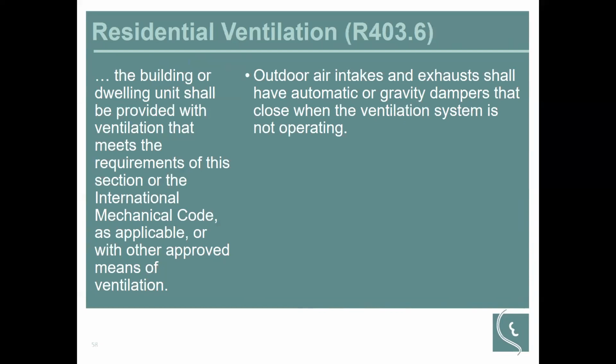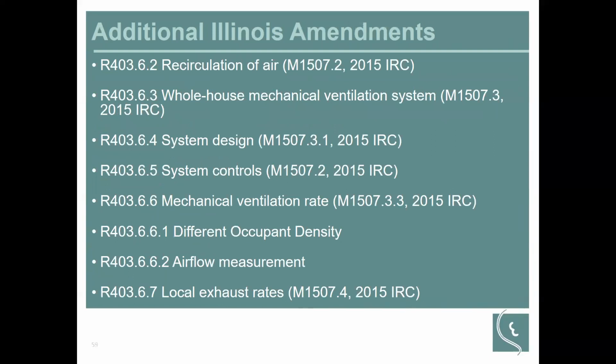And the intake and exhaust need to have automatic or gravity dampers that close when the system is not operating. Now there is a series of additional Illinois amendments to this that we've listed here. A lot of this is just referencing or bringing the International Residential Code requirements into the Illinois Energy Conservation Code. So rather than adopting the entire IRC, this brings specific segments of it in.